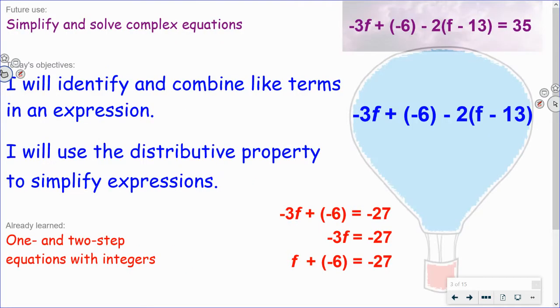So again, we have been at one and two-step equations, but we need to be prepared for some more complex equations. So we're going to move back to expressions, almost like taking a step back before we take a step forward. So our goal today: I will identify and combine like terms in an expression, and I will use the distributive property to simplify. Remember, we're focused on like terms in groups and like terms in groups. So keep those in mind.